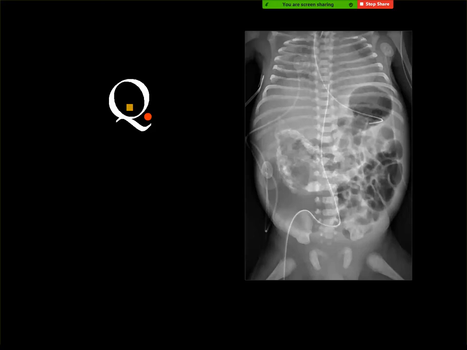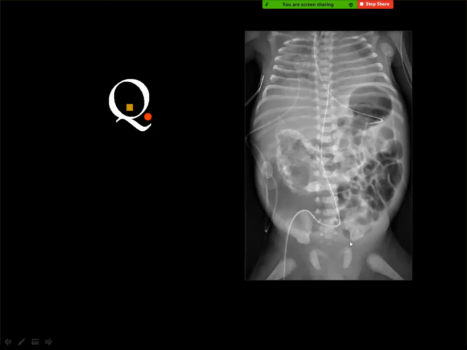Pneumoperitoneum? No. What? Calcification. Yes, you see calcium in the abdomen.